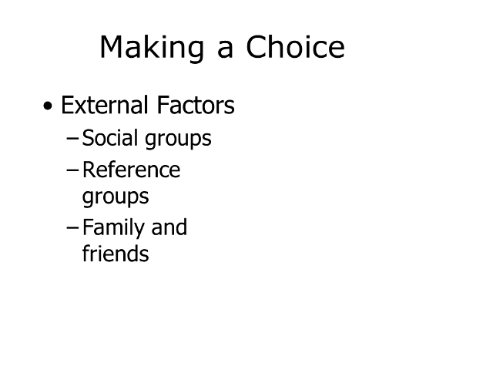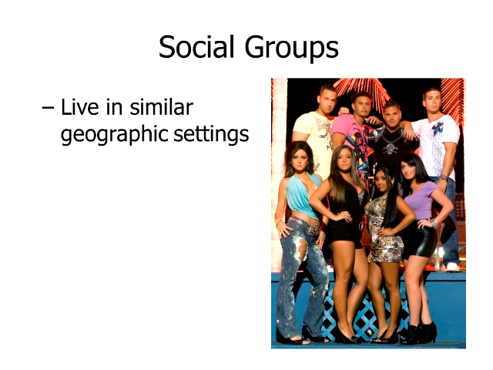Now, let's look at the last three external factors influencing consumer choice. Social groups. Social groups often belong to the same economic class, but not always. However, they do live in similar geographic areas. The geography is critical. Middle-class Southerners have very different purchasing patterns from middle-class Midwesterners.